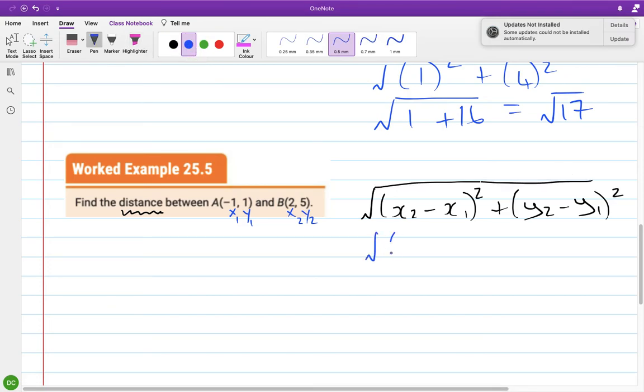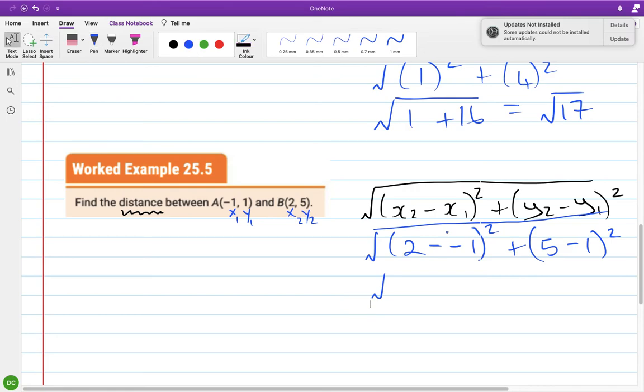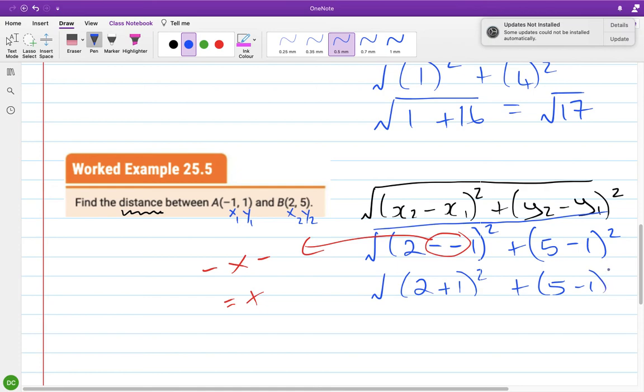So x2 is 2 minus x1 is minus 1. Okay, we'll deal with that in a second. Plus y2 is 5 minus y1 is 1. Now, this double minus is weird, right? Essentially, do you remember I told you that the only operation you don't have to write down is multiplication? So what we have going on here is a minus multiplied by a minus. And hopefully you remember that that's a plus. Okay, so we can rewrite this as 2 plus 1 squared plus 5 minus 1 squared.